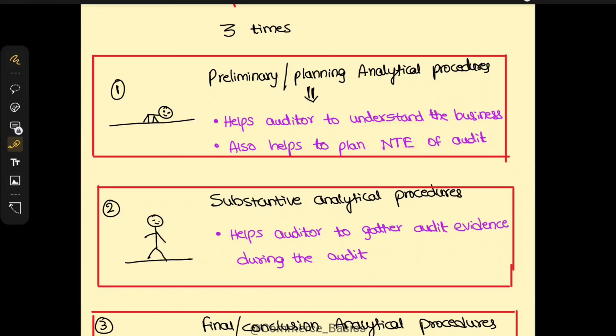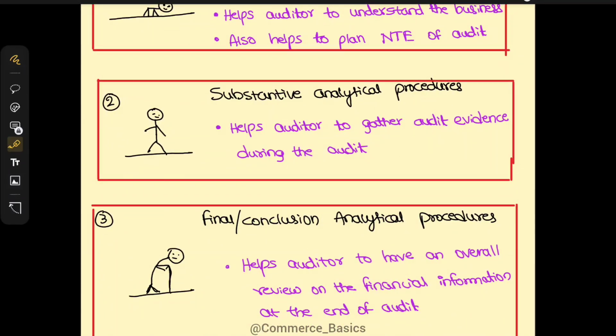Nature means which kind of audit procedure he has to do. Timing is at what time he has to perform, like year end or middle of the year. Extent is how many samples he has to take. For all these things, the preliminary and planning phase analytical procedures will obviously help him. And the second time he does it is a substantive analytical procedure.